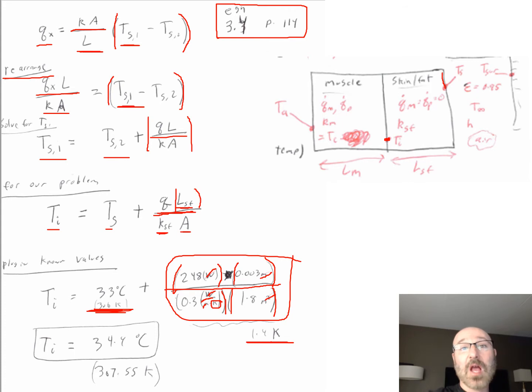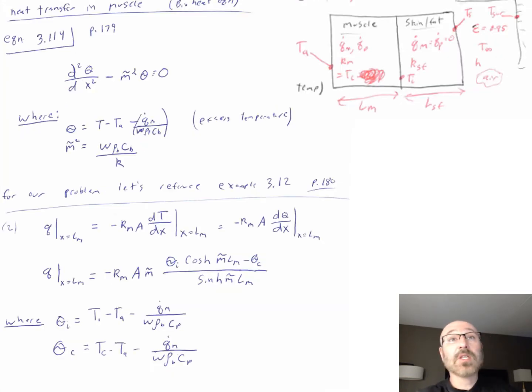So this was right here, our surface temperature is given to us as 33 degrees Celsius. Convert that to Kelvin first, then we can add those two together, 306 Kelvin plus our 1.4 Kelvin right there. So this right here would be 307.55 Kelvin, or if we converted back to Celsius, our T sub I right there would be 34.4 degrees Celsius.